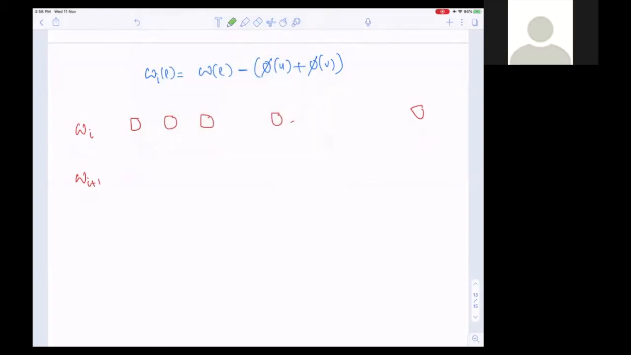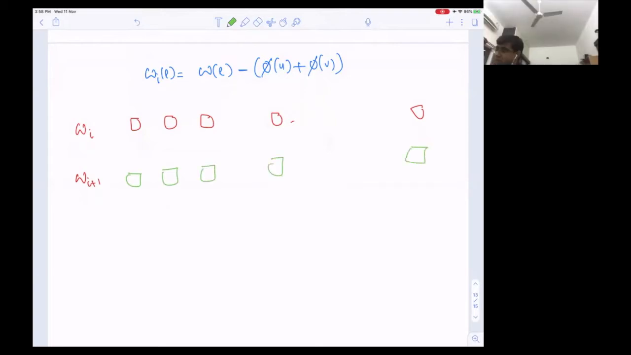Okay, this is my Wi plus 1. I ask myself, so what is happening? So now EI, so this was phi value of, so I should be writing phi I of U and phi I of V. Now let's look at how the potentials are changing, at phi I plus 1, and so on and so forth.